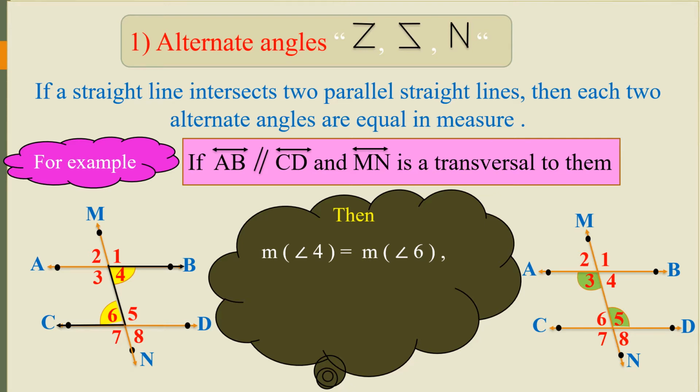This is the letter Z. Measure of angle 4 and measure of angle 6. And in the next figure, measure of angle 3 equals measure of angle 5 as alternate angles, and this is also the letter Z. So these are the alternate angles. The alternate angles are equal in measure. Don't forget it. Alternate angles are equal in measure.